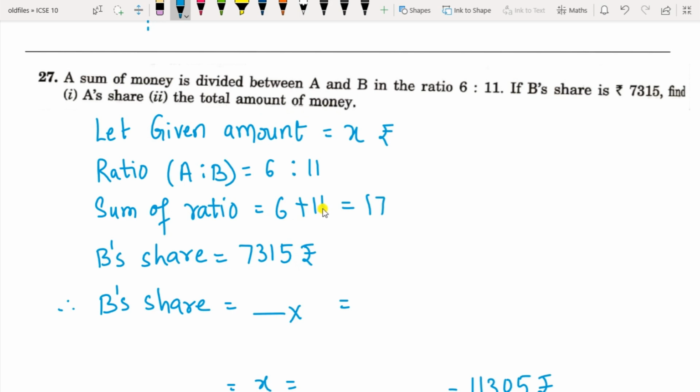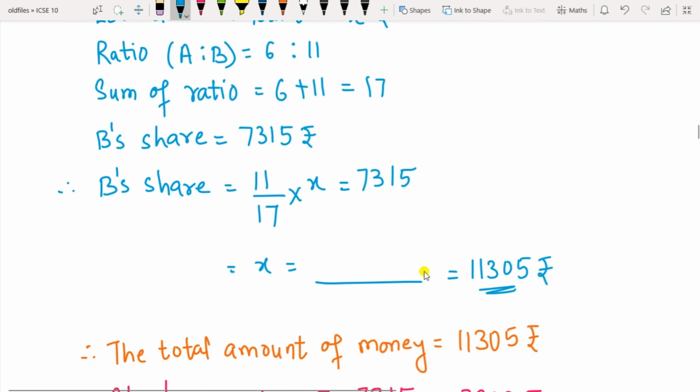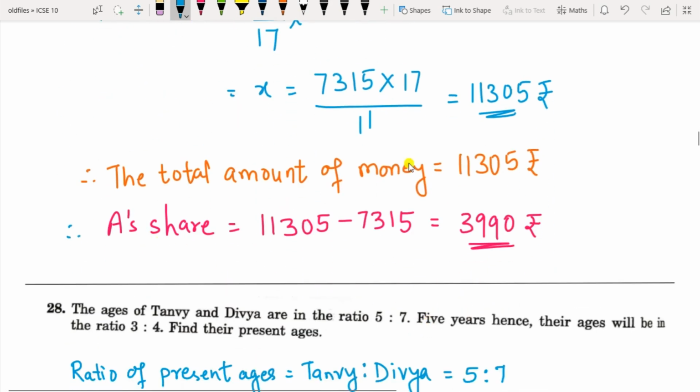Here the ratio of B is also there, so we will find B's share. It will be 11 upon 17 of the total amount X, and B's share is 7,315. From this you can find the value of X. It will be 7,315 multiplied by 17 upon 11. So the total amount is 11,305 rupees. That is the total money. Therefore A's share will be total money minus B's share, that is 3,990 rupees.